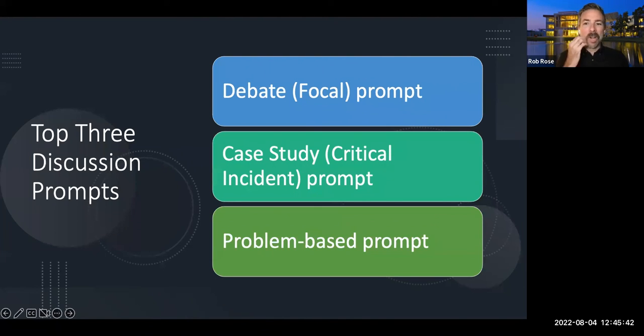So again, here's our main three that we've looked at. You're thinking about everything that we've talked about here, about what the research suggests works to generate deep learning and good conversation. Right? It's the debate prompt, the case study prompt, and the problem-based prompt.